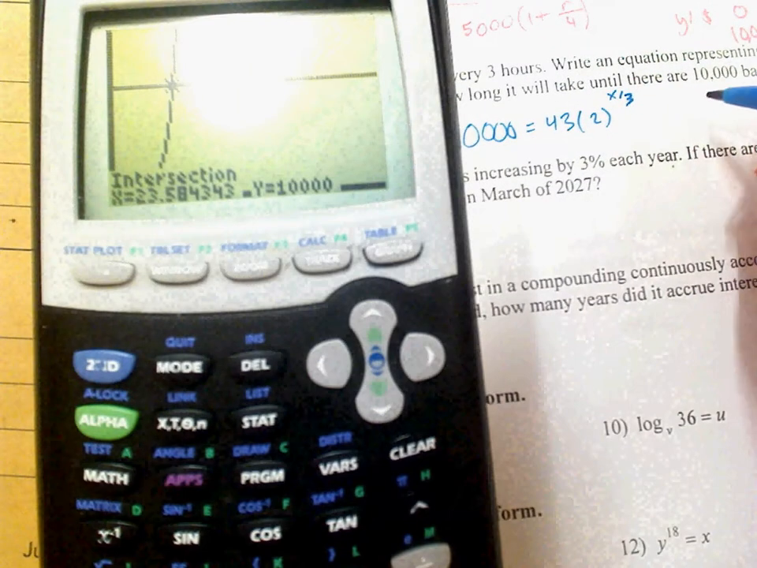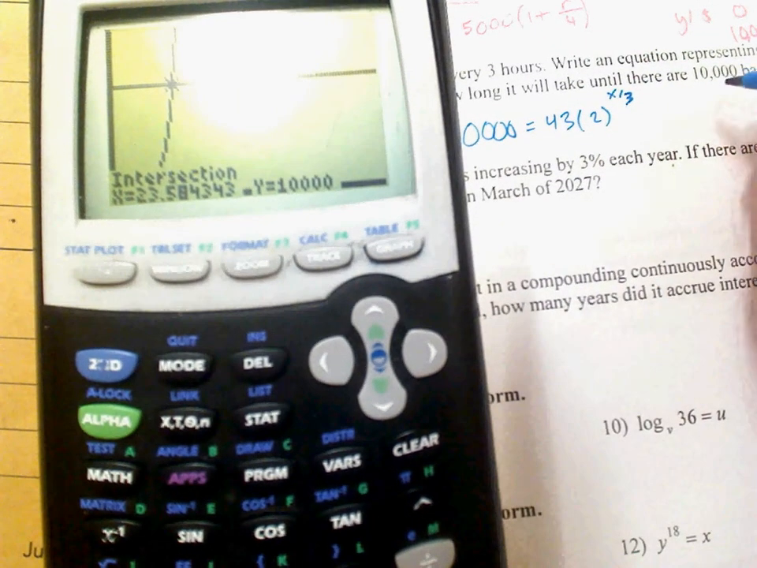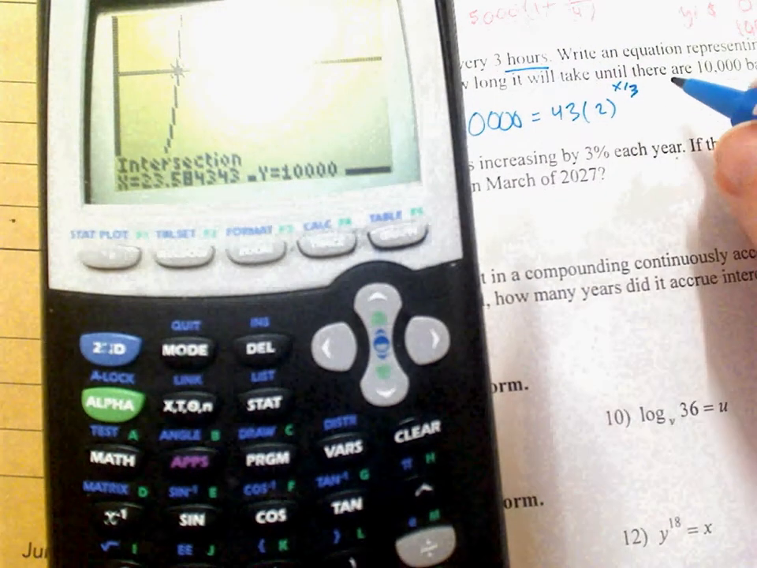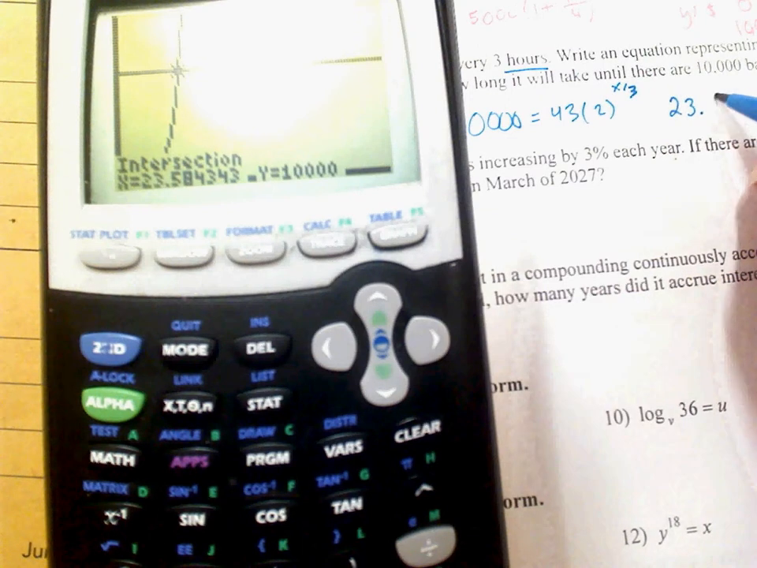Don't forget to write it in the answer. We're asking how long will it take, and the unit for time is hour, so it is 23.584 hours.